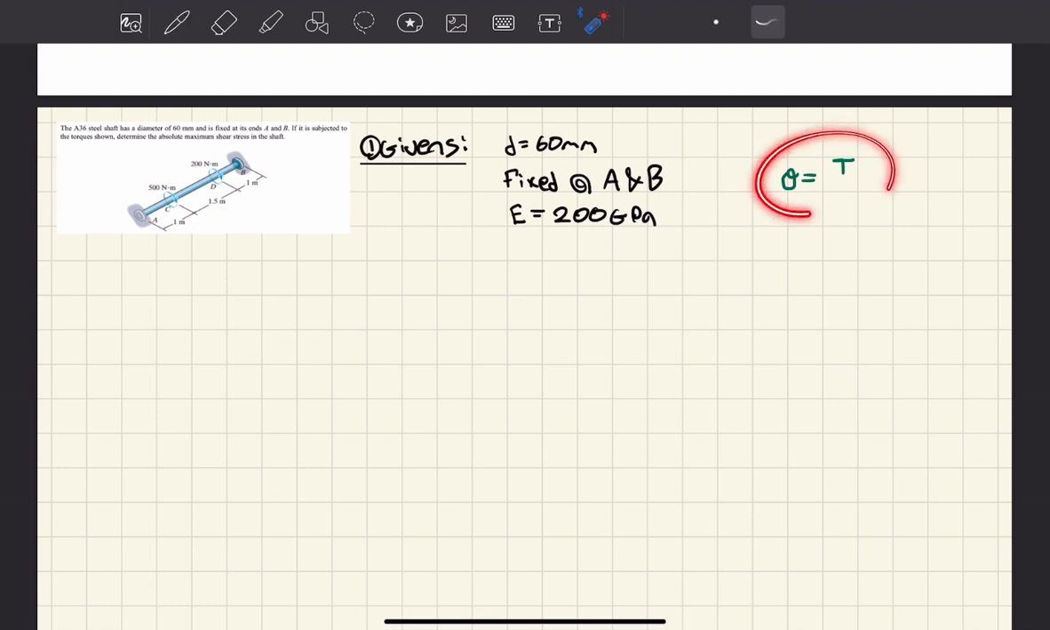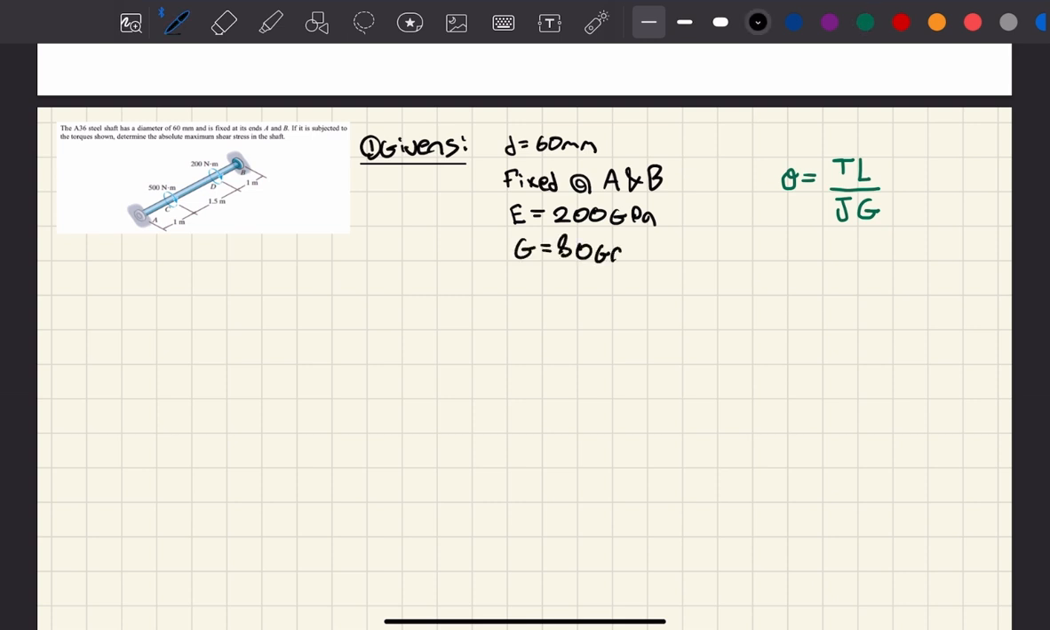But this is equal to my torque multiplied by the length of my shaft, and I'll explain that a bit later as well, divided by my polar moment of inertia, multiplied by my shear modulus, my modulus of rigidity. And for A36 steel, my modulus of rigidity is a value of 80 gigapascals, or 80,000 megapascals. Okay, perfect.